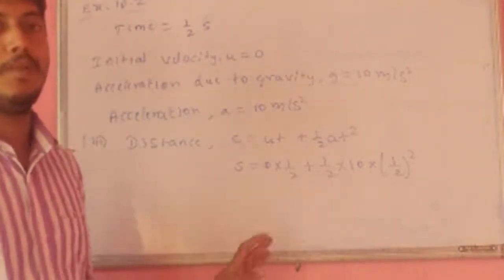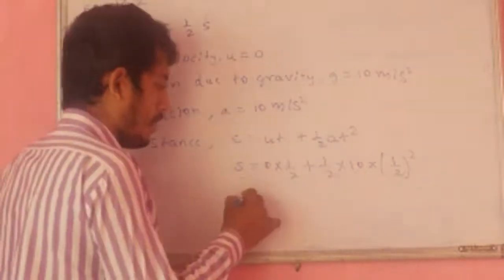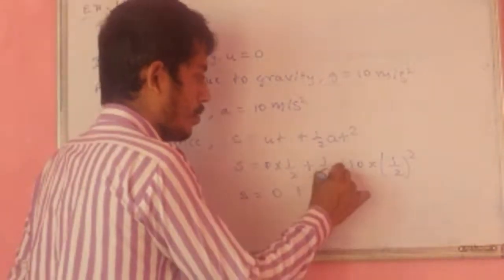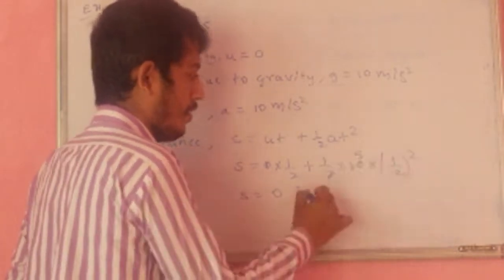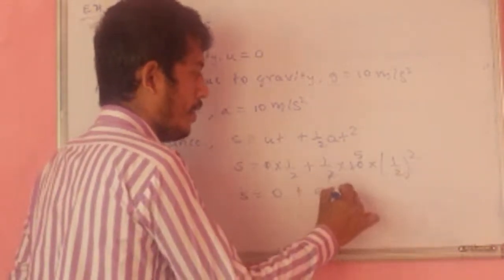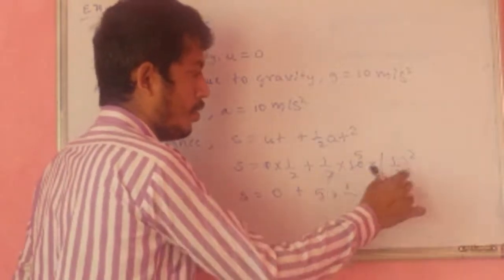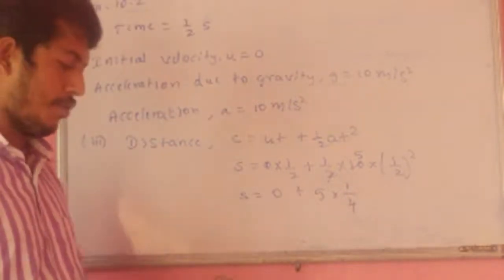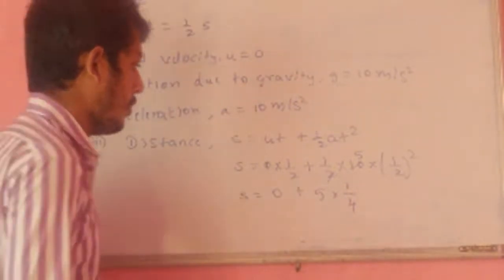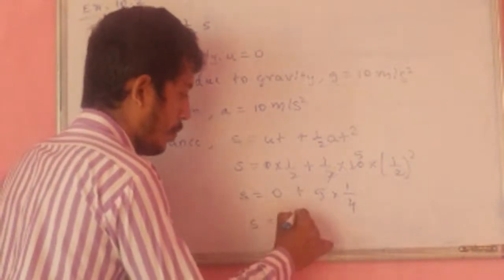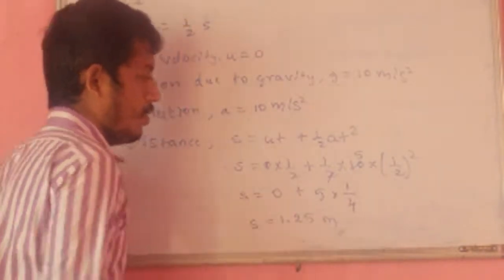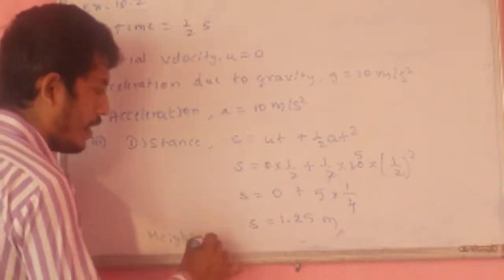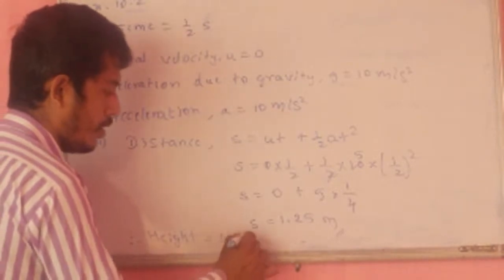Be careful while solving this. s equals 0 into anything is 0, plus 2 ones are 2, 5s. So it becomes 5 into, 1 squared is 1, 2 squared is 4. Therefore the answer is 1.25 meter. s equals 1.25 meter. That is the height. Therefore the height equals 1.25 meter.